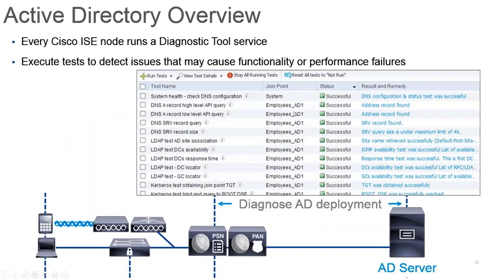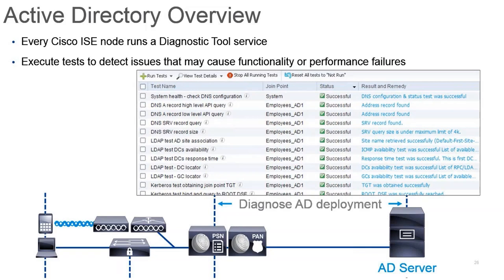Again, we are going to do the lab where we will see what options we have. Once you are doing the integration of ISE with Active Directory, at that point of time we have the diagnostic tool. We can run the diagnostic tool, so you can check that, oh, you have an issue with DNS, DHCP, etc.